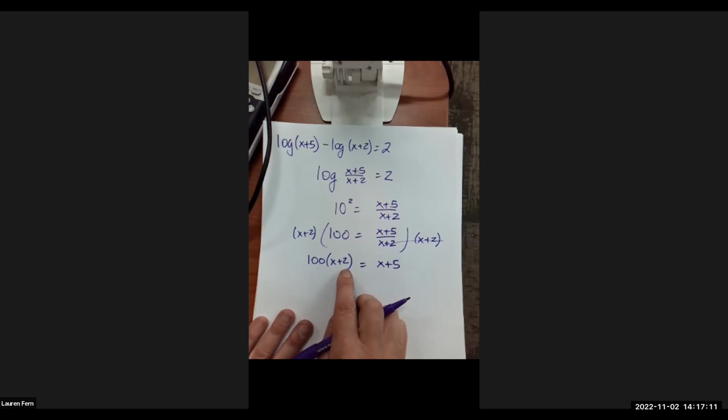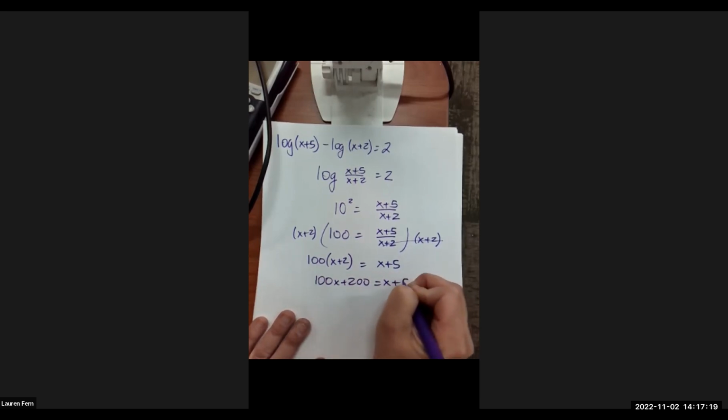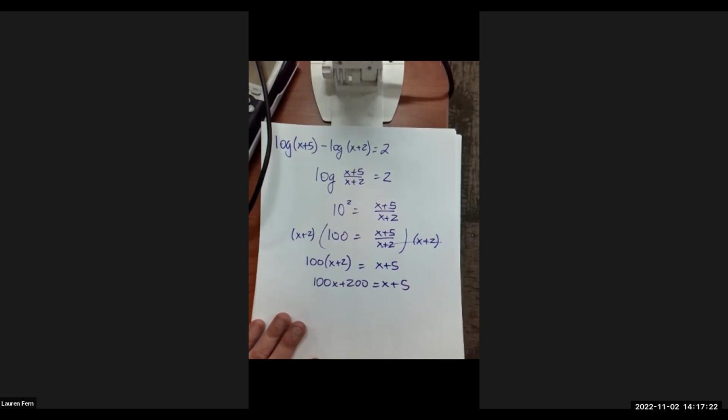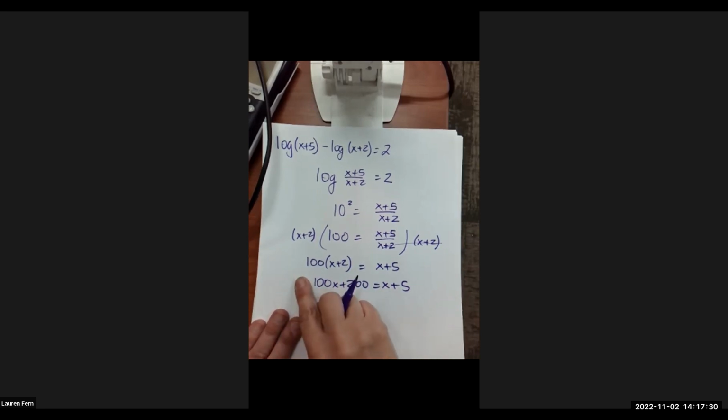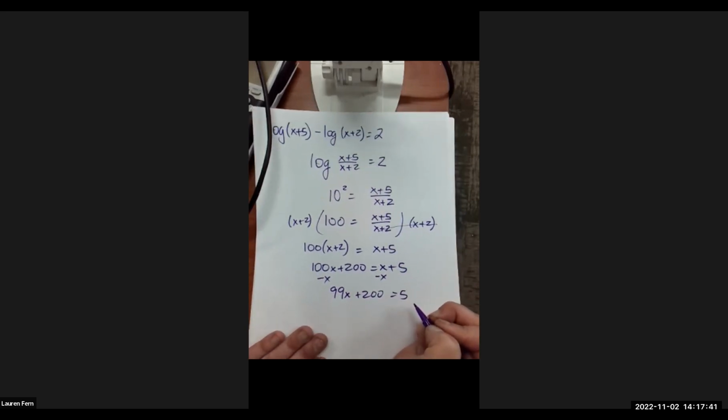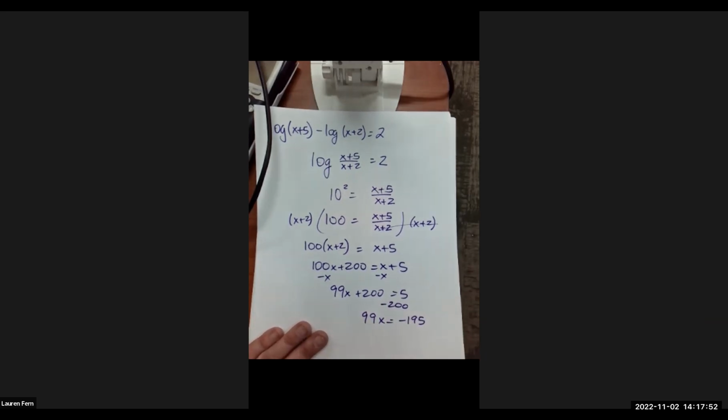So let's get rid of our parentheses here. Can I distribute? Yeah. 100x plus 200 is x plus 5. Now what do we do? Good, let's get all of our terms with x on one side and our numbers on the other. So I'll subtract x. So I have 99x plus 200 is equal to 5. Now what? Subtract 200, so I get 99x is negative 195. And now divide both sides by 99. Not the prettiest answer, but I would say that's a relatively cute little thing.